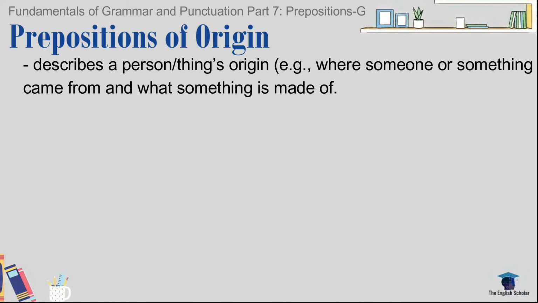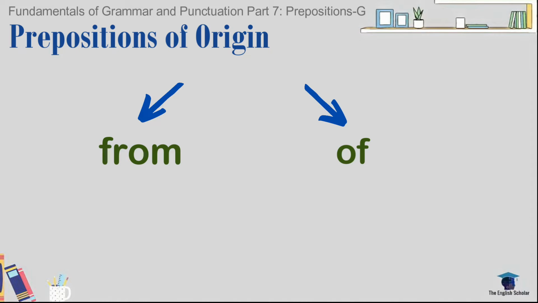A preposition of origin describes a person or thing's origin, such as where someone was born and what something is made of. There are only two prepositions of origin, from and of.